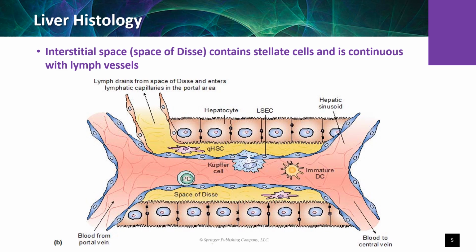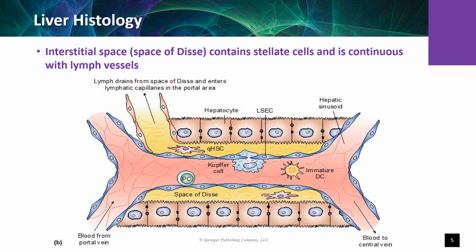These cells store vitamin A and are normally inactive. However, they do become active if the liver becomes inflamed. When these stellate cells are activated, they cause fibrosis and cirrhosis that is associated with chronic liver disease.